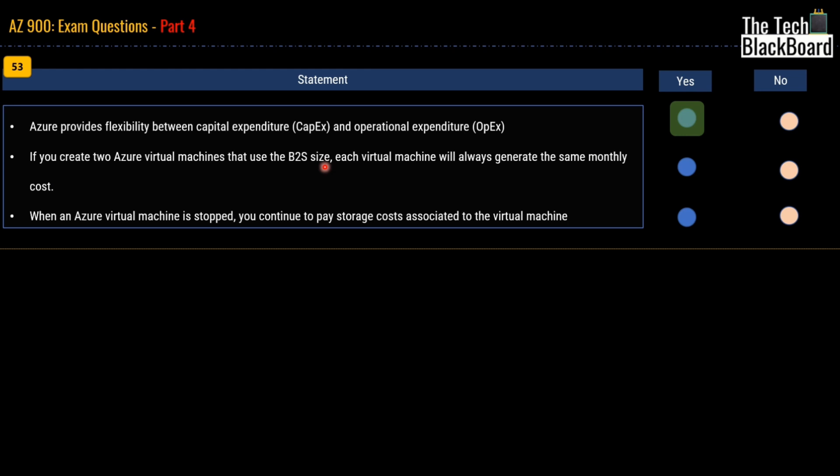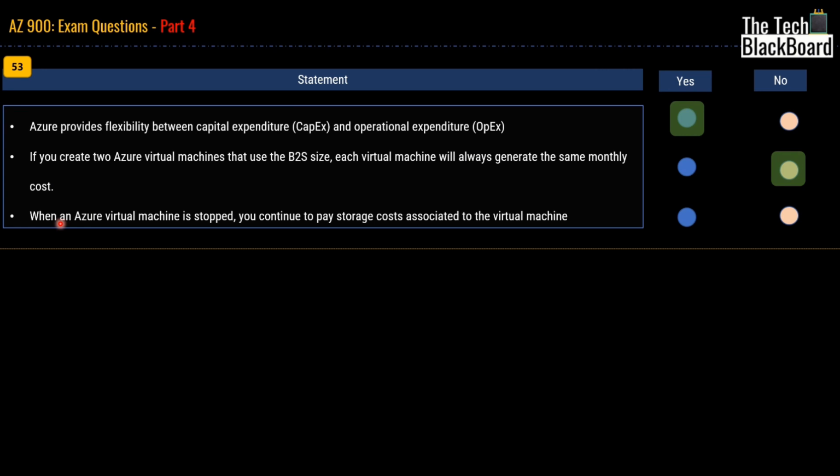So two different locations where you deploy virtual machines can have different costs, because some of the locations in Azure are costlier than the other locations. So even if the size of the virtual machine or any other resource deployed on different locations are the same, they can still have different costs. Thus, the answer for this question is a no.